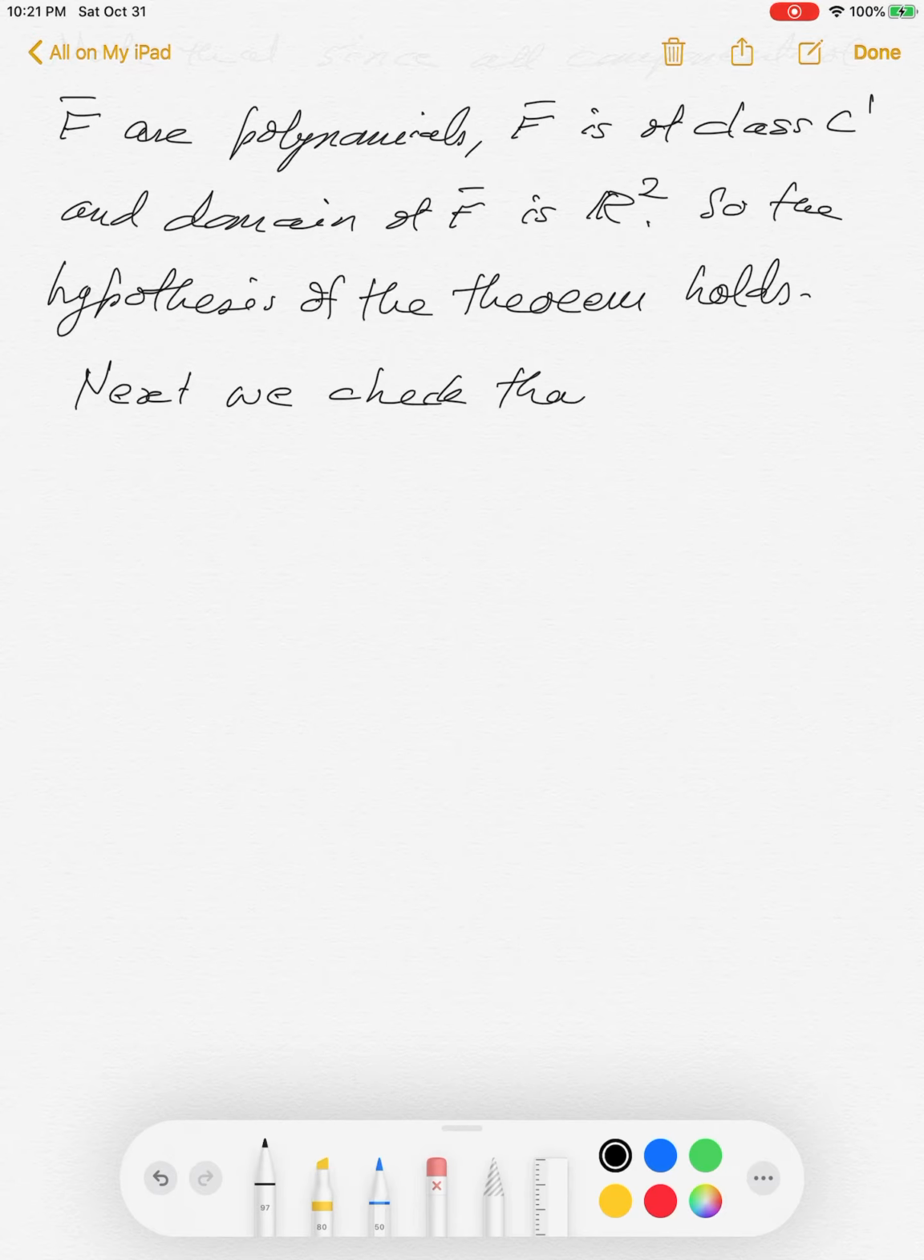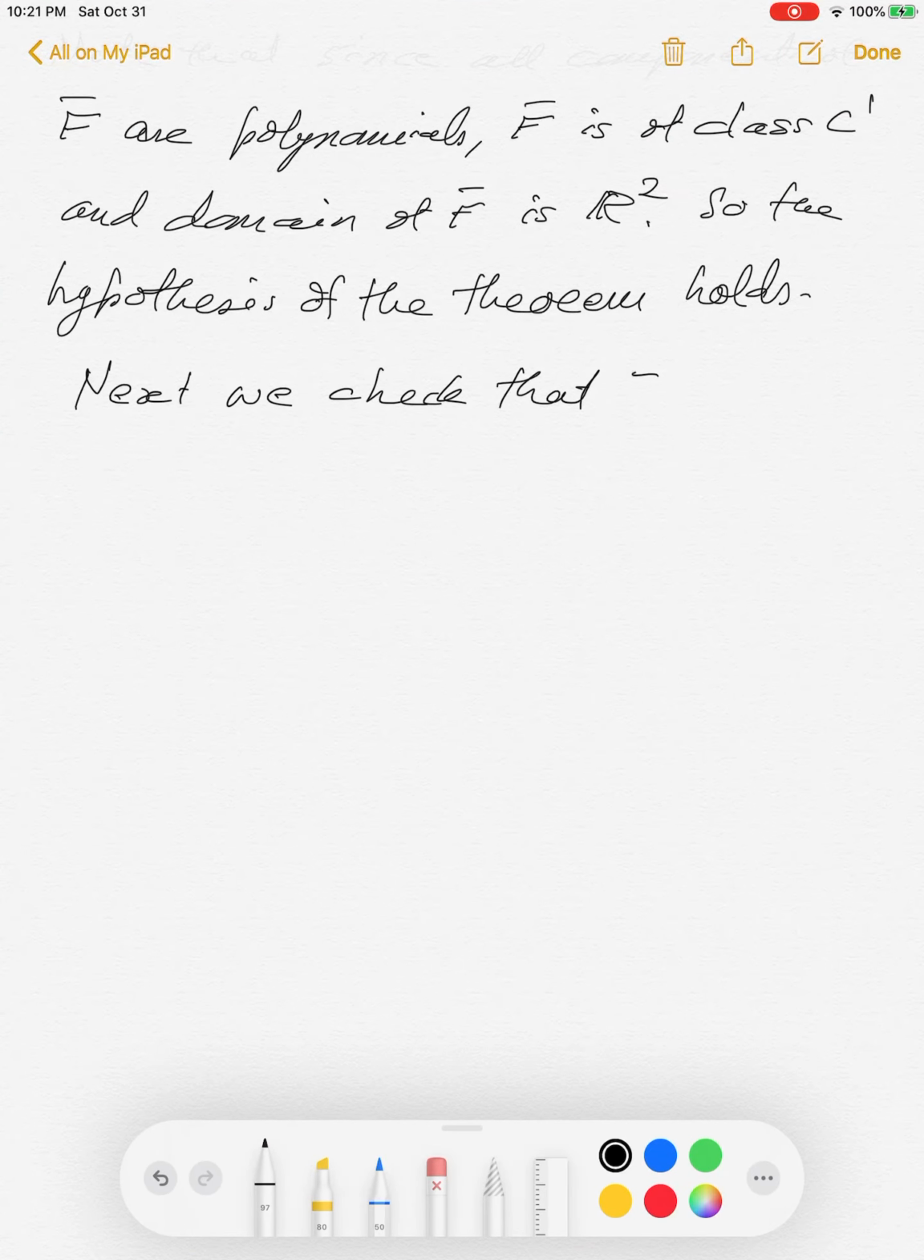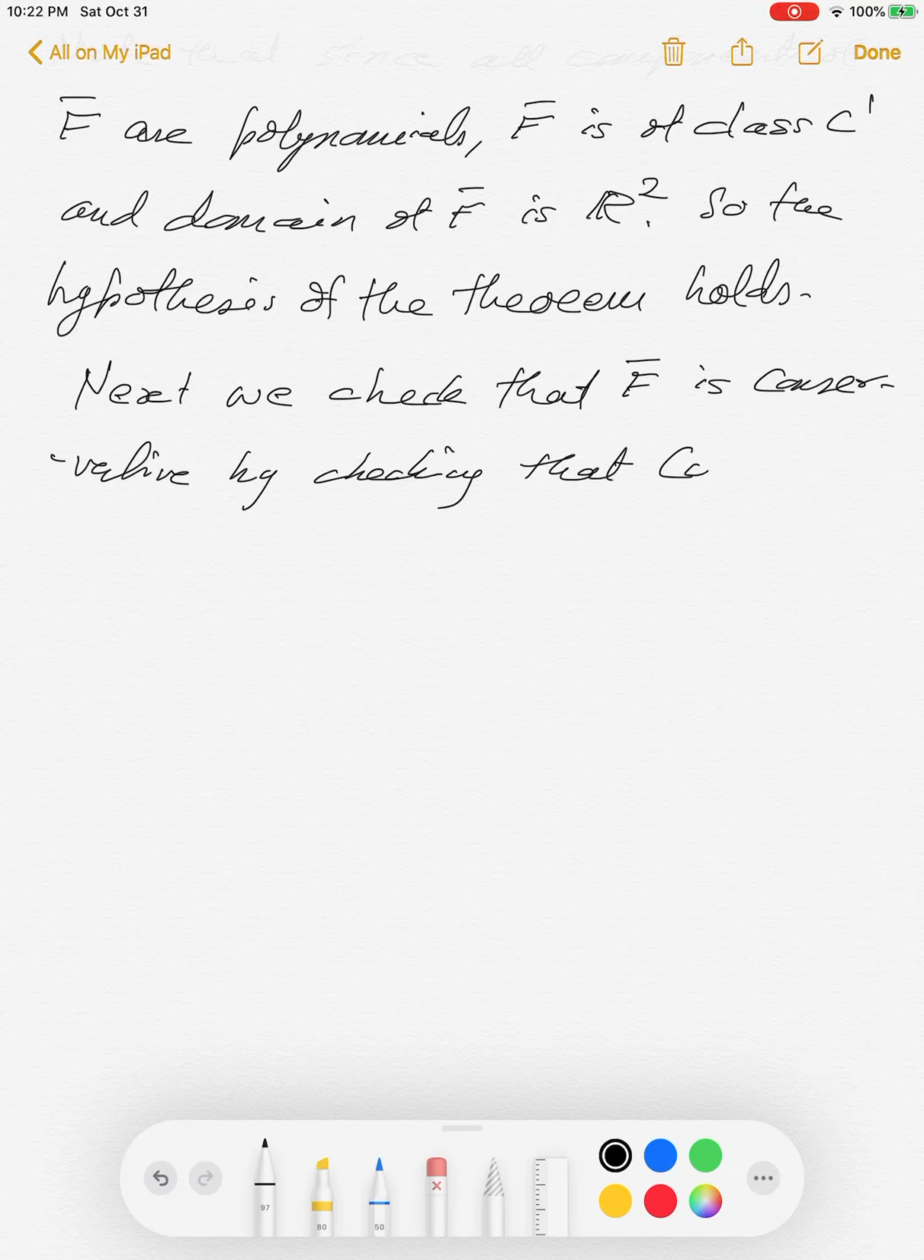Next we'll verify that this curl is 0. So next we check that f bar is conservative by checking that curl f bar is 0.